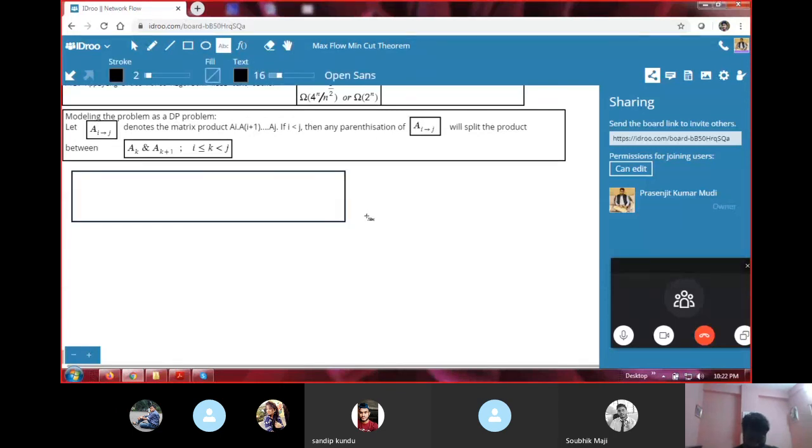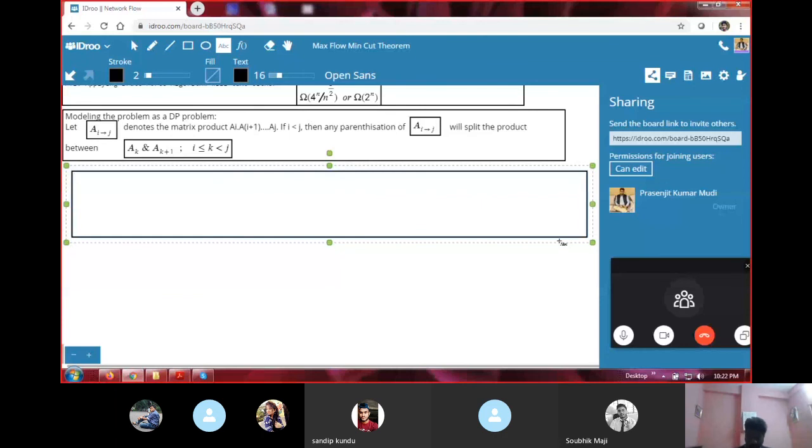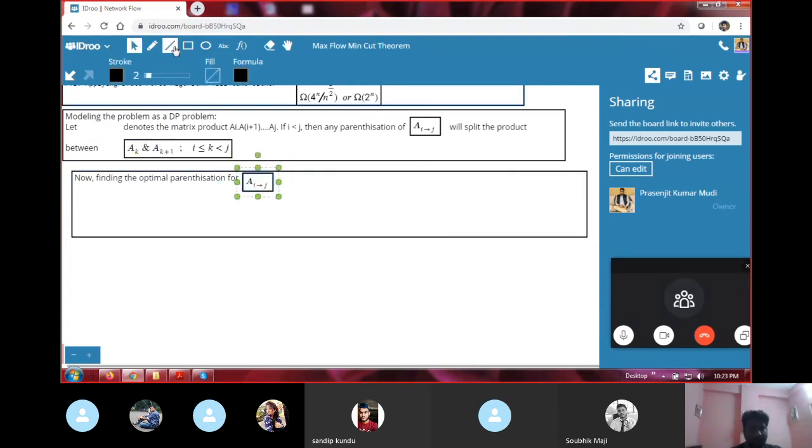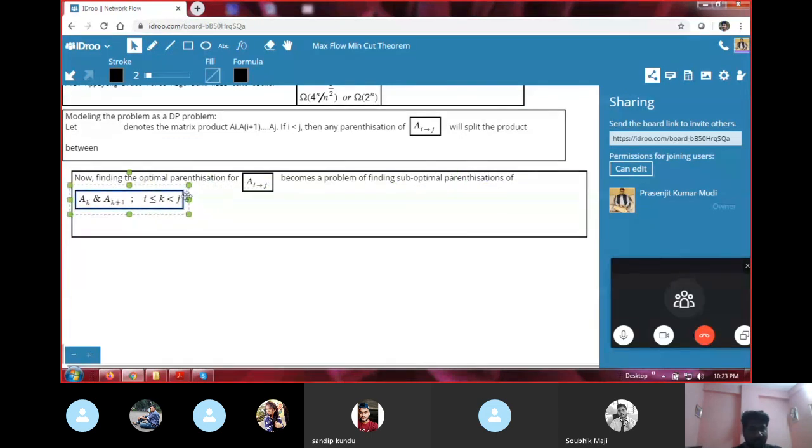So now the problem becomes finding the optimal parenthesization for this A_ij. It becomes a problem of finding suboptimal parenthesizations of A_ik and A_k+1..j. Okay.